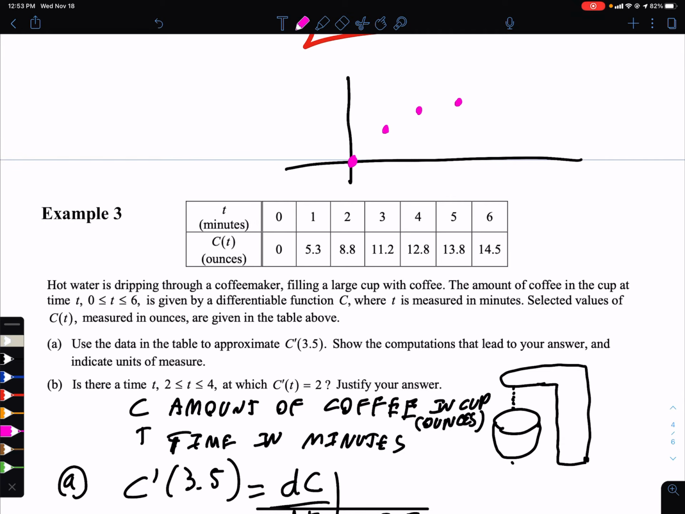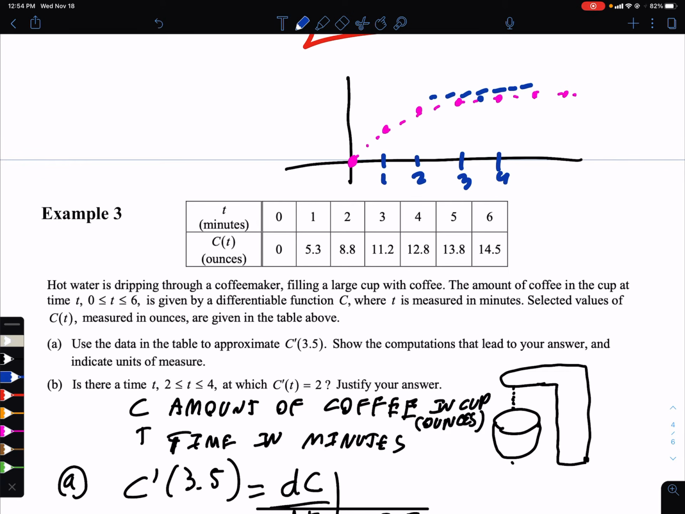And then 4, 12.8, 5, yeah, you get the idea, right? So you plot some points. And 1.5 is actually, so you have a guess the curve might look like this. And so you're trying to find the slope at 3.5 actually. 1, 2, 3, 4. So you're trying to find the slope of the tangent line at that point. But we don't have the function.